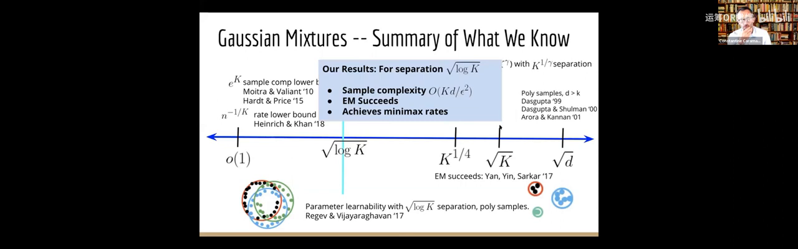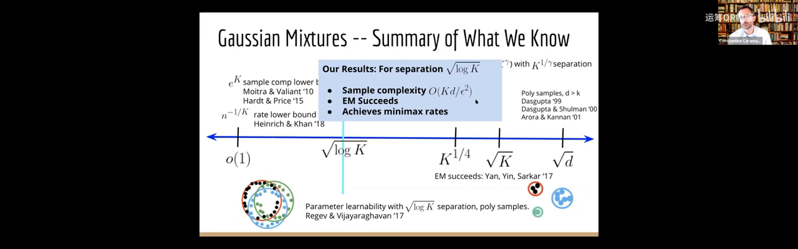Okay, so the main result that I'm going to talk about in the rest of this presentation is to tell you what EM does and its sample complexity in this regime, right down to root log k, which is again this threshold below which we can't hope for polynomial learnability. First of all, we show that EM succeeds in this regime. And what it needs to succeed is kd over epsilon squared samples.